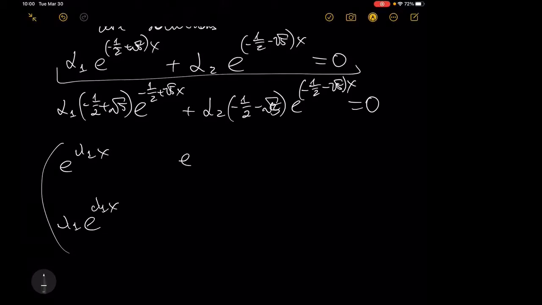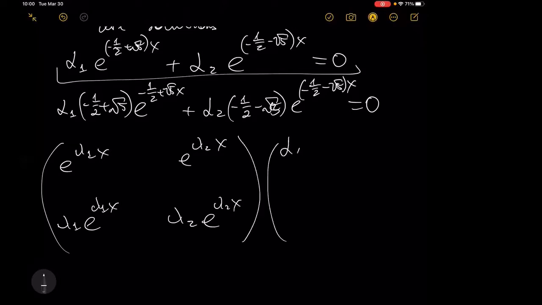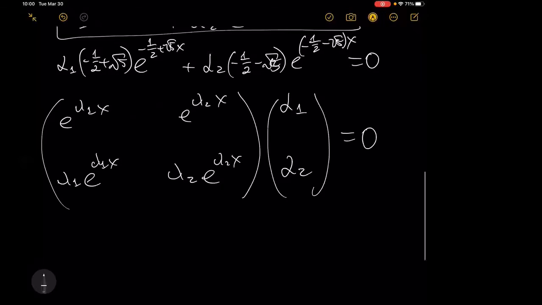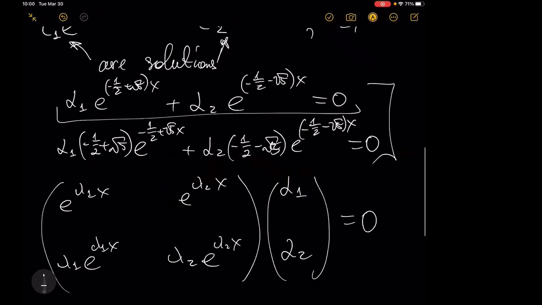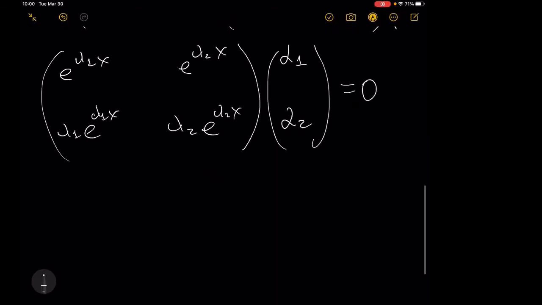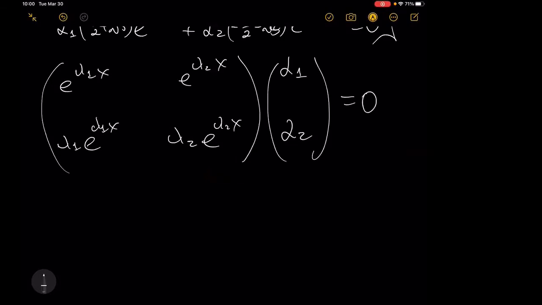Here will be e to the power lambda 2x. And here will be lambda 2 e to the power lambda 2x multiplied by alpha 1 alpha 2 equals to 0. So for every point x, this has to be true. So this has to be true, right? For every x.